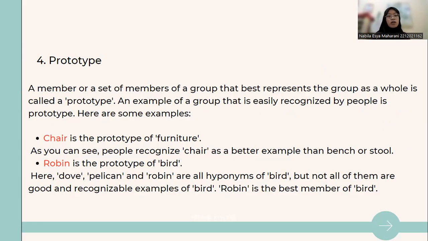The second sentence is, robin is the prototype of bird. Here, dove, pelican, and robin are all hyponyms of bird, but not all of them are good and recognizable examples of bird. Robin is the best member of bird.